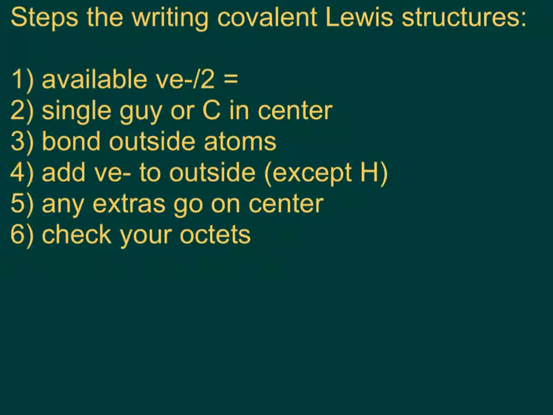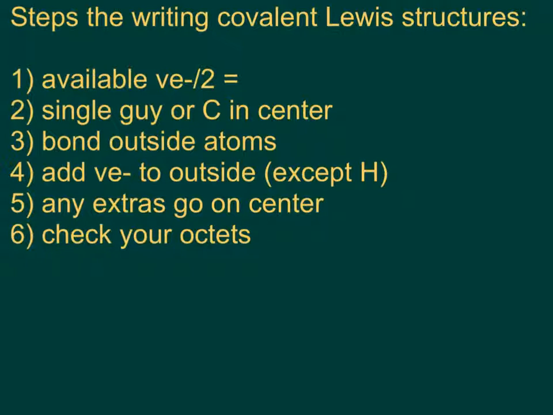I know it's a lot to write, but you need to skip a line under your current notes, and I need you to write steps for writing covalent Lewis structures. This is going to be the easiest thing if you follow these 6 steps. And once you do this enough, you'll know these 6 steps and you won't have to look them up each and every time you try to draw one. But at first, you're going to rely on these quite a bit.